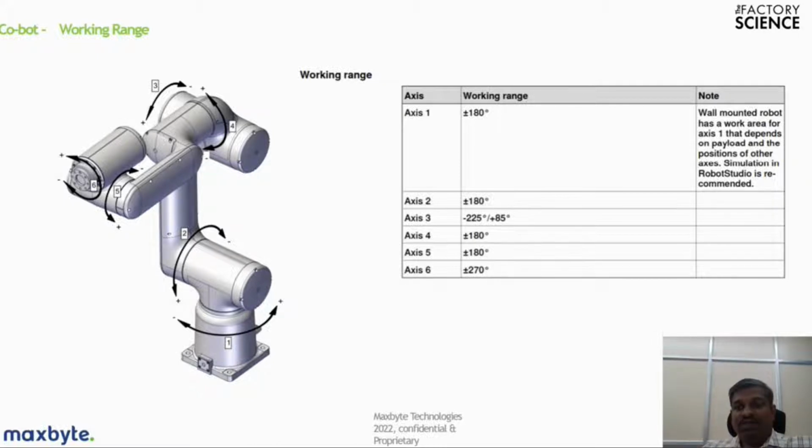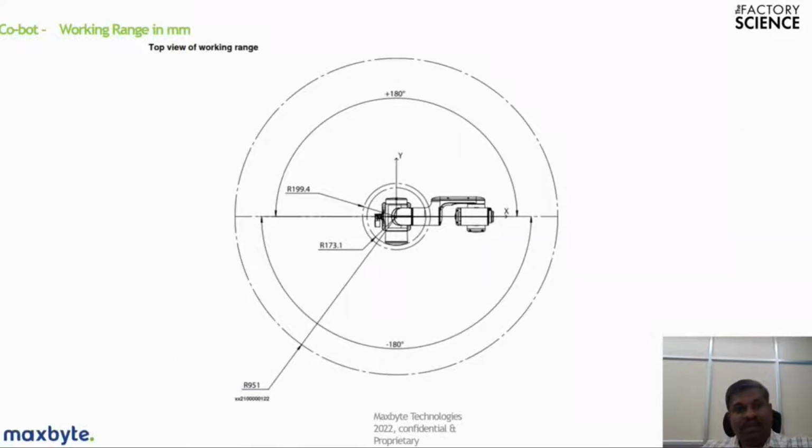One more thing about this robot is that it can be mounted on a wall in a vertical or horizontal direction, or in modern machines we can mount this robot in a place where humans cannot enter, such as inside a cell. This is the typical working range, where the radius of 951 mm is the maximum operating range, and the footprint is about 200 mm.